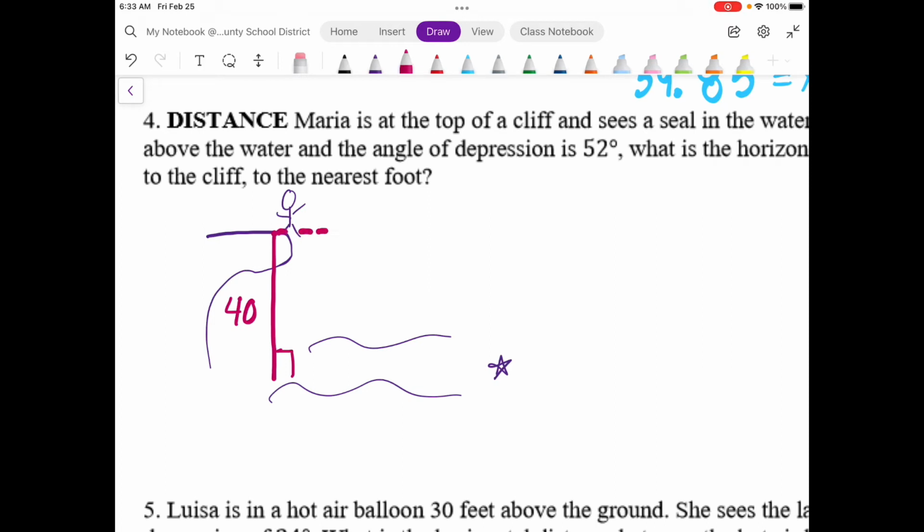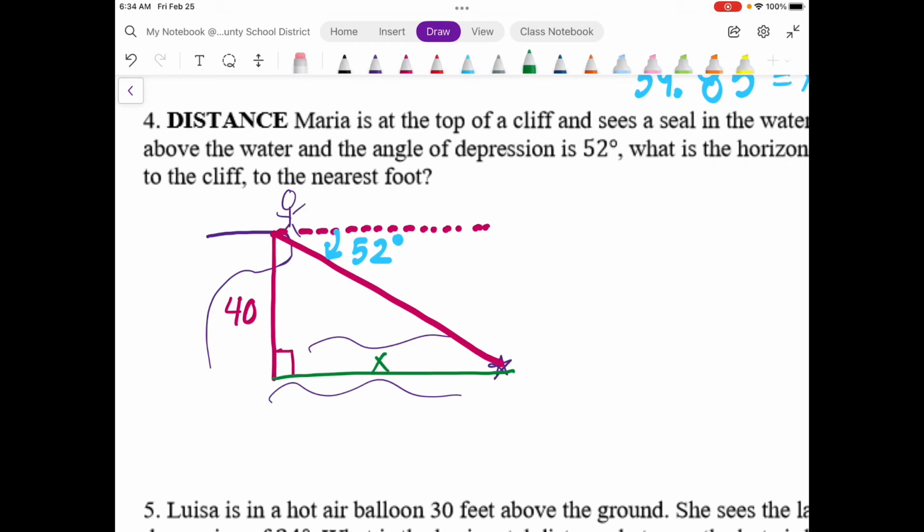So this is where we have to draw that imaginary horizontal line because we're talking about an angle of depression. So it's going from the horizontal line down. This is 52 degrees, okay? What is the horizontal distance from the seal to the cliff to the nearest foot? So essentially we want to find this distance here. How far is the seal? This star is my seal. To the cliff, the horizontal distance. So we're looking for x.